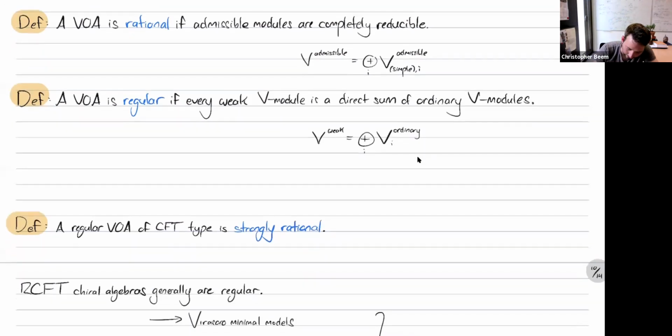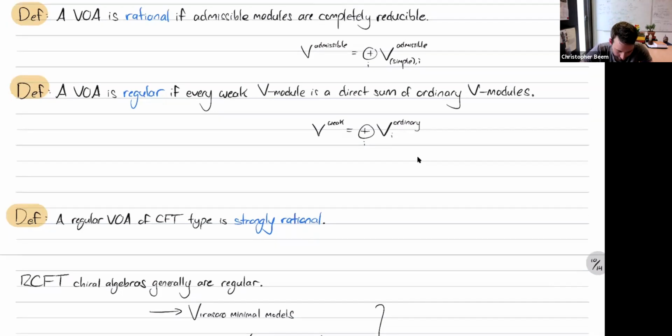Okay, and then with all of these definitions, if you have a regular vertex operator algebra which is of CFT type, which remember means that the conformal grading is bounded at 0 and only the identity operator has grade 0, then that's called a strongly rational vertex operator algebra. And the point of introducing this is that it's these strongly rational vertex operator algebras that obey the rules of rational conformal field theory, if you've learned this from the Moore-Seiberg type of physics approach.